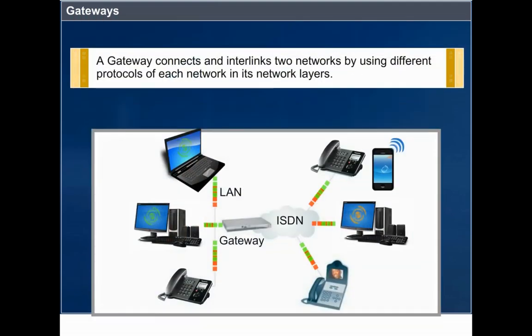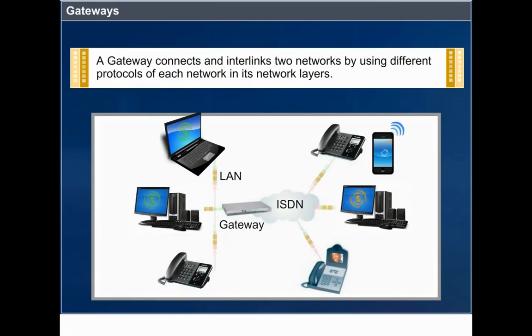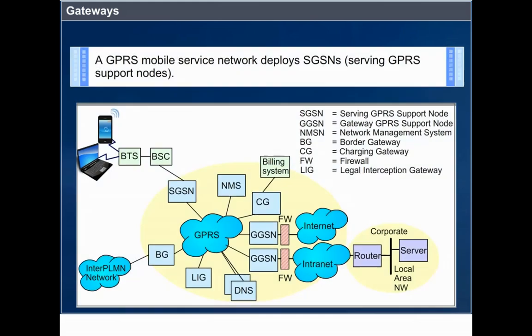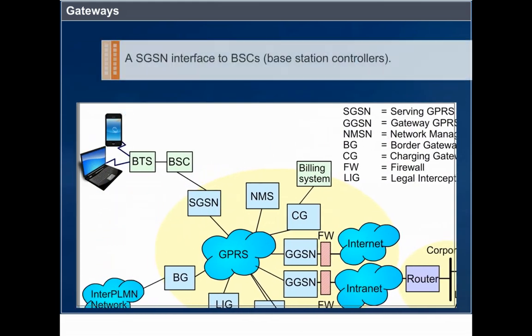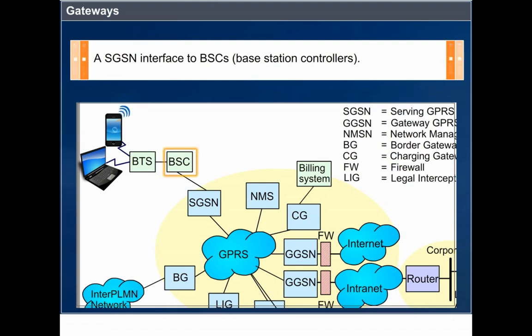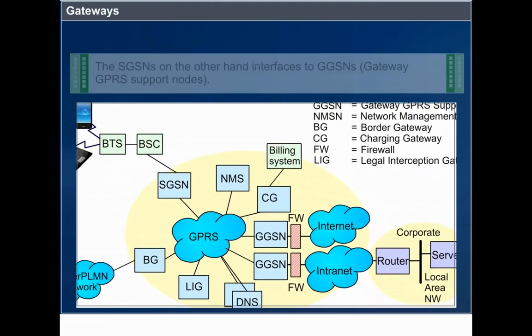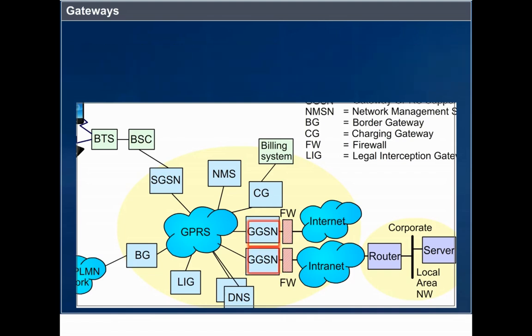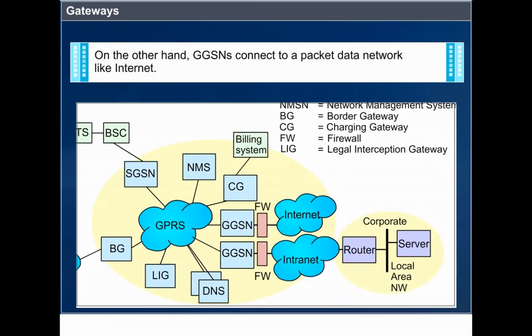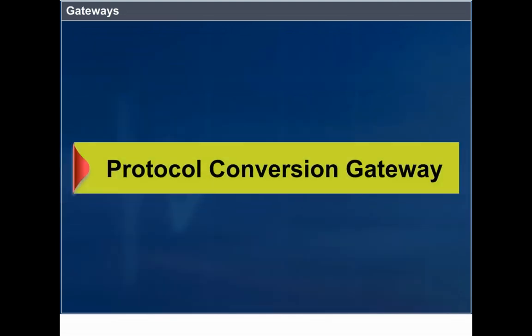Gateway. A gateway connects two networks, each using different protocols in its network layers. A GPRS mobile service network deploys SGSNs serving GPRS support nodes. An SGSN interfaces to BSCs, base station controllers. The SGSNs, on the other hand, interface to GGSNs, gateway GPRS support nodes. GGSNs connect to a packet data network like the Internet. Protocol Conversion Gateway.